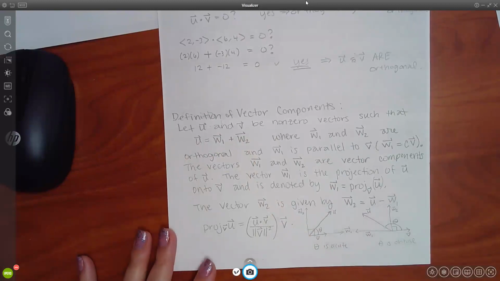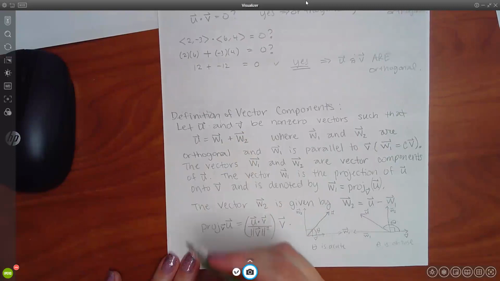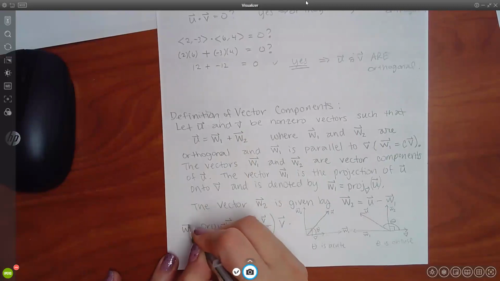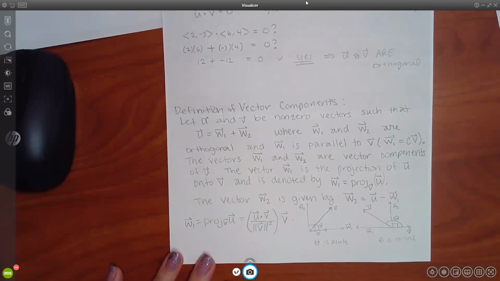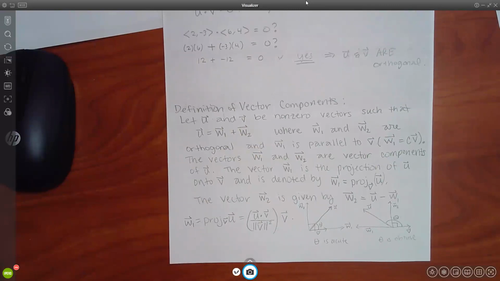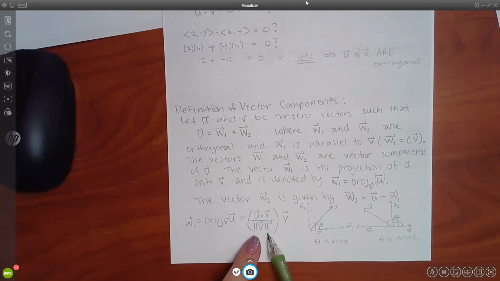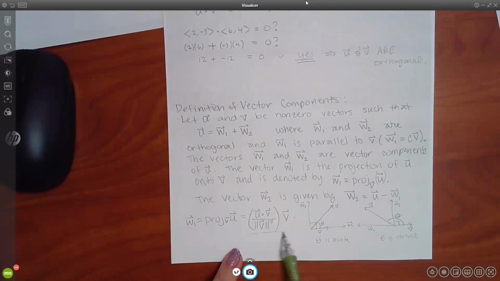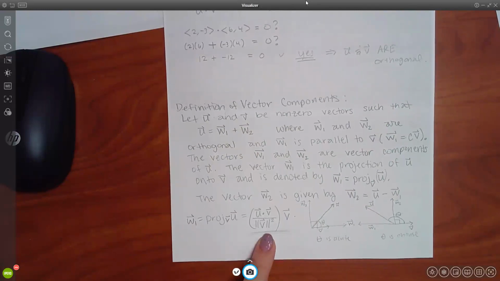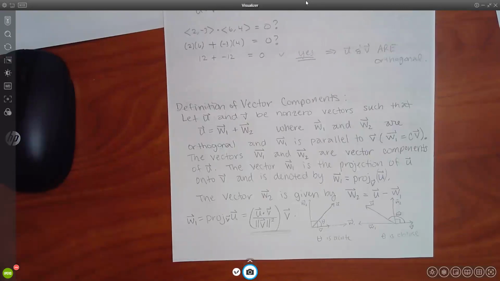But how do I figure out what W1 is? They're giving you the formula right here. W1 is that projection, and it has this formula here. So if you want to figure out the first component vector, you have to use this formula. If you want to find the second component, you just subtract the first component, okay? Again, it's a lot of words, a lot of stuff. We're going to work one out, okay? So let's see.